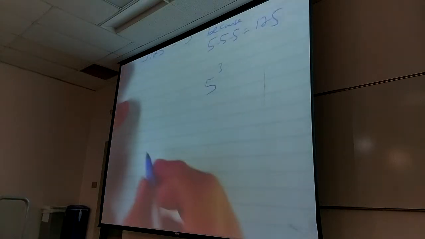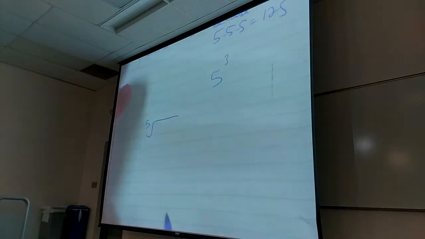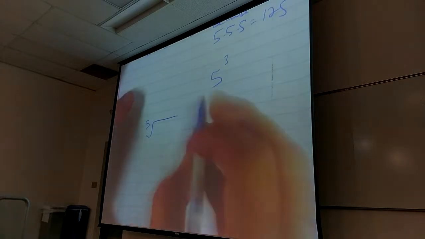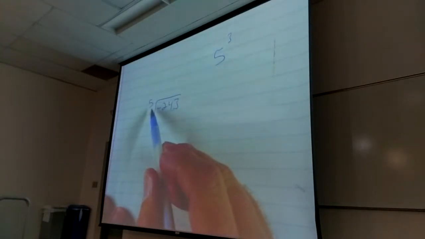All right, so how would I do this here? Let's do the 5th root of negative 243. First off, can I do it, period? Can I do that one at all? Yes, I can. If that had been an even root, I wouldn't be able to do it.